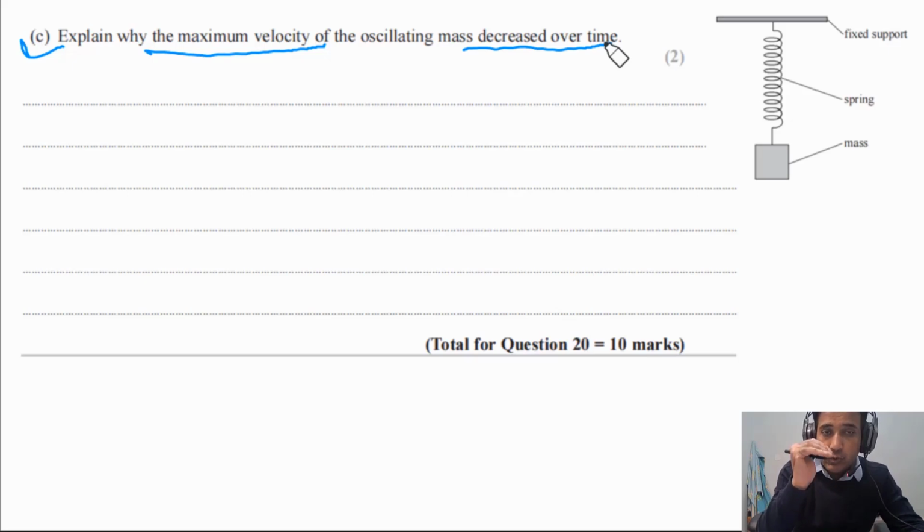And also due to internal friction, mechanical energy will be converted into thermal energy. So the system will be losing mechanical energy. It means kinetic energy will be decreasing. So the maximum velocity will be decreasing. So these are the points you need to understand.